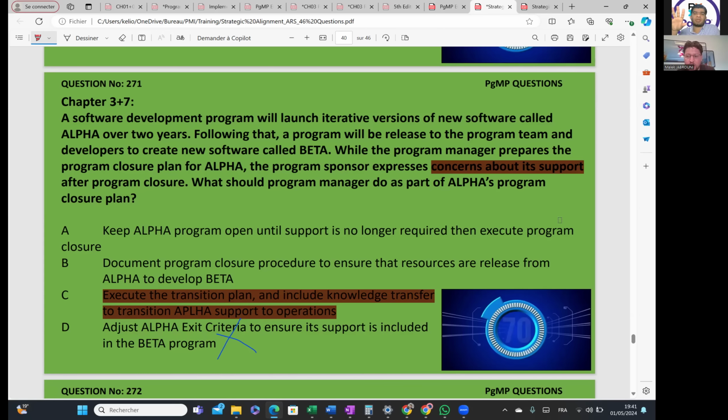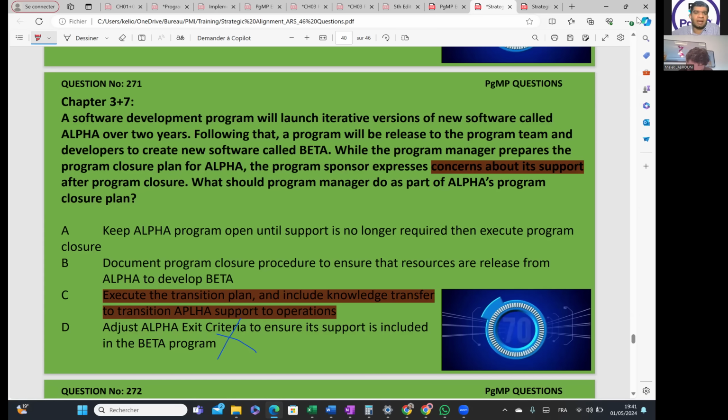In all these types of questions, whenever he asks you some crossing points, whether you will close the program or not, whether you will go to the next step or not, whether you will convince somebody that something has been achieved or not achieved, the keyword is criteria. It can be exit criteria, benefit realization criteria, acceptance criteria, any specific words. So in all this story, what he has mentioned here is talking about the closure plan.